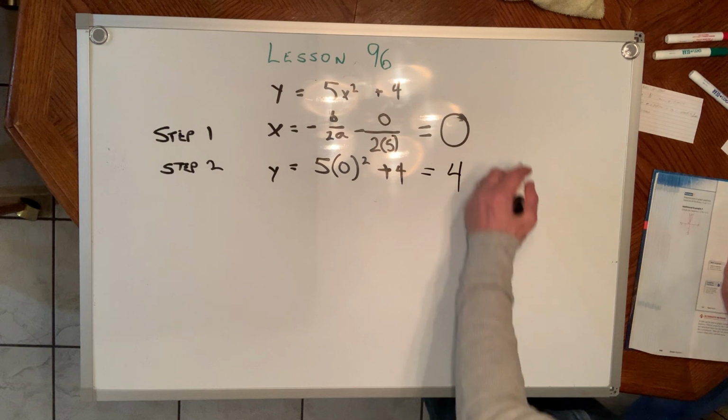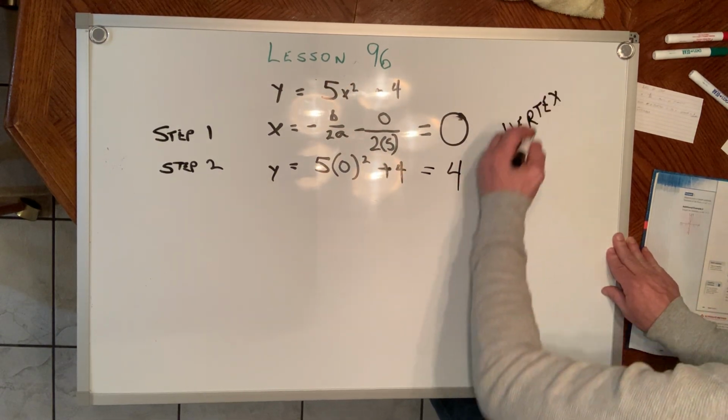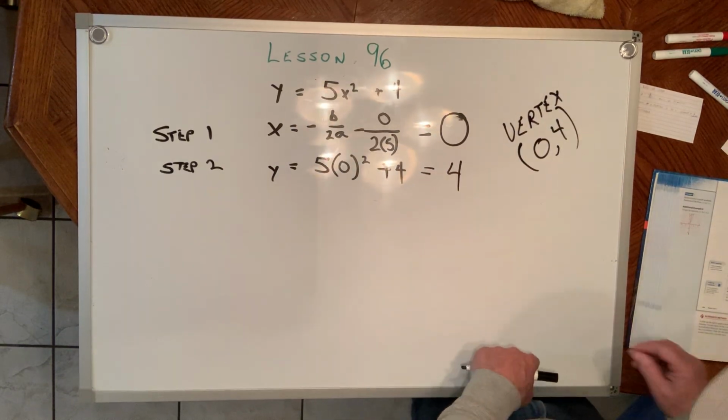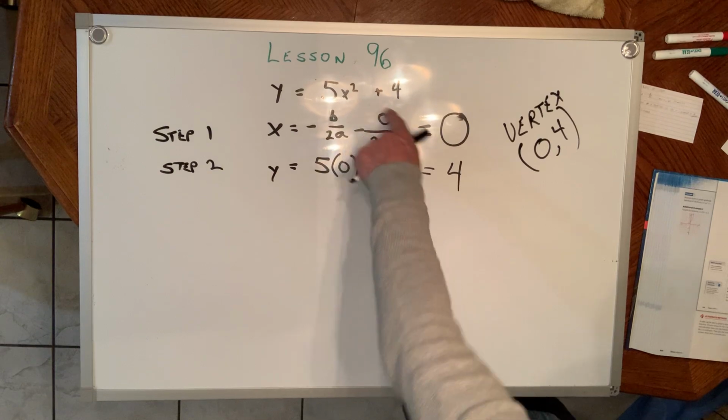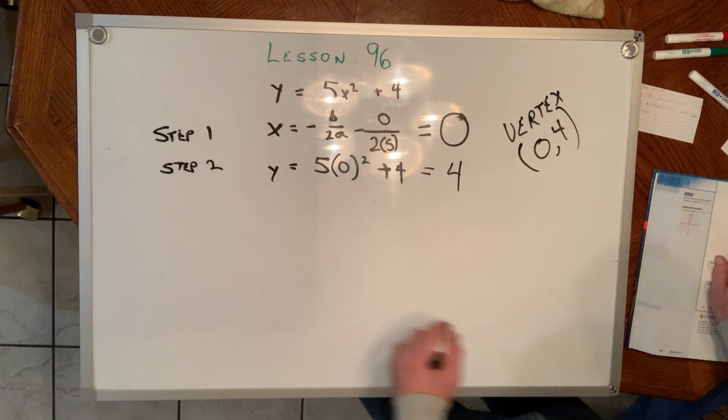Okay, so the vertex is 0, 4, right there. Even though there was no middle term there. That wasn't real tough. All right, step 3.